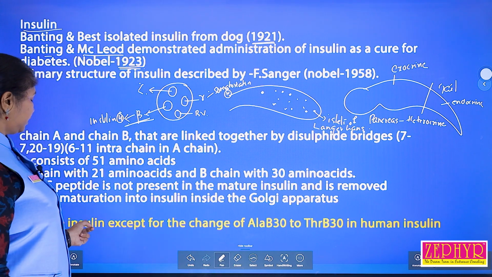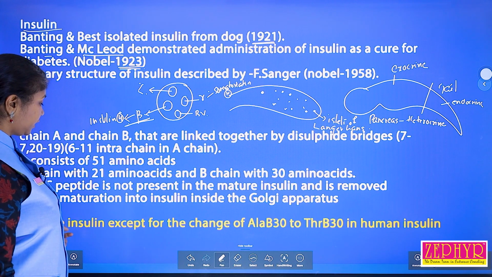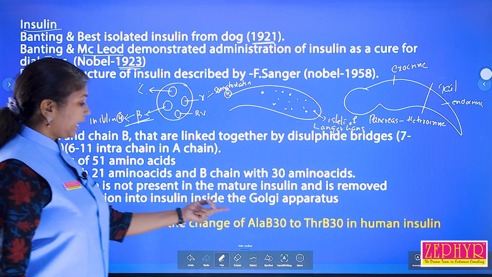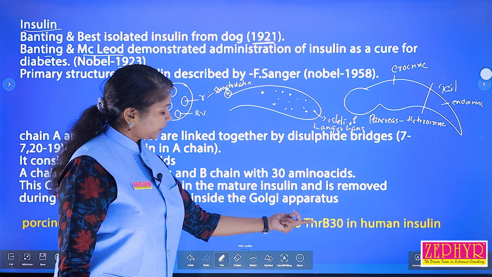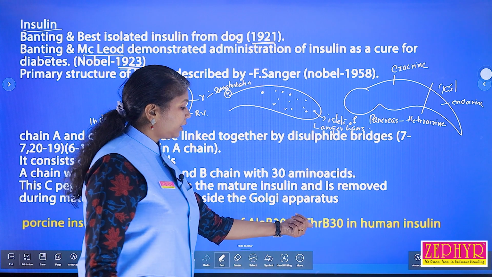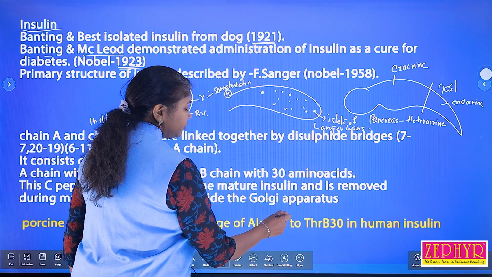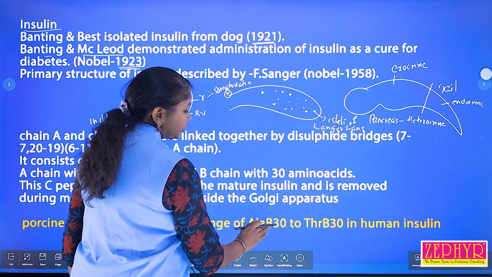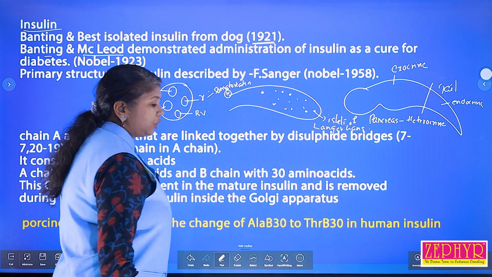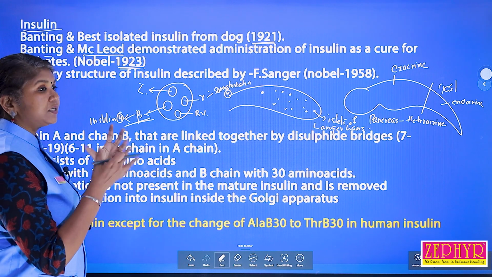That's what I've written down on the end here. Porcine insulin, which is pig insulin, except for the change of alanine B30 to threonine B30 in human insulin. So alanine in the B chain, in the 30th position, is changed to threonine in humans. It's a small, minor change, but it's a change there.